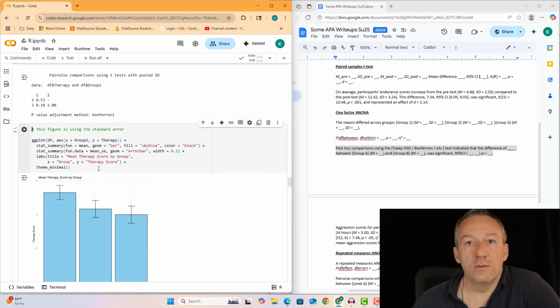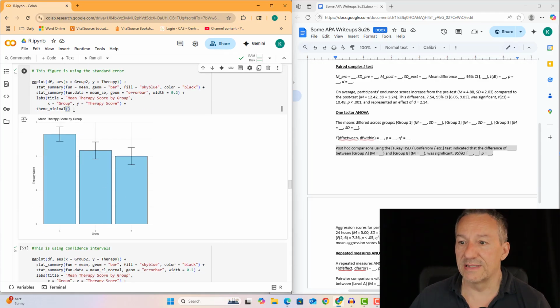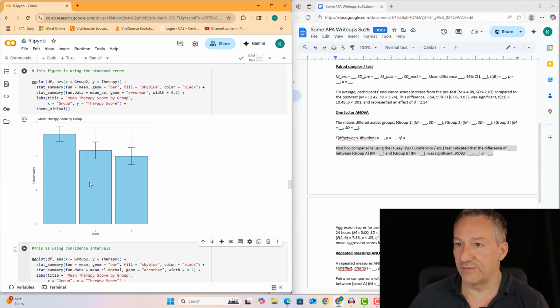You can also, if you want to, do your figures in R using ggplot. I just thought I'd use this as an example, and I'm not going to go super in depth into this, but let's just run it, shift enter. Our groups are at the bottom here, 1, 2, and 3, and then our therapy score along the side. If you remember, it's like 5.3 and 4.3 and 4.